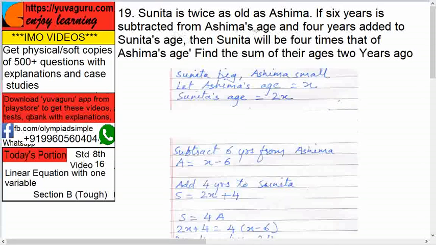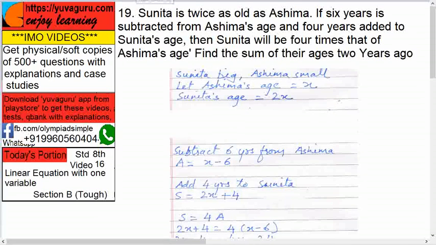Okay. Now what is given next? 6 years subtracted from Ashima's age. Subtract 6 years from Ashima's age, so a equals x minus 6, right? Add 4 years to Sunita. So s equals 2x plus 4. Then what is given? If this is done, then Sunita will be 4 times that of Ashima. Means these a and s, when they are found out, then Sunita is 4 times that of Ashima. So s equals 4a.